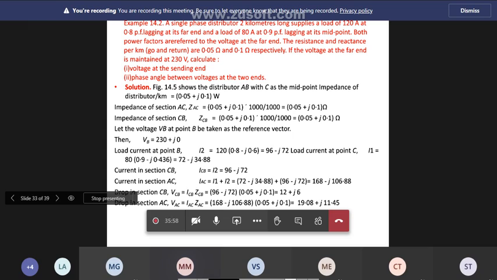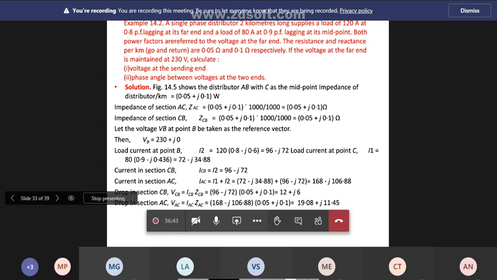If the voltage at the far end is maintained at 230 volts, they have given the receiving end voltage in this problem. Generally, in the previous problem they didn't give the receiving end voltage. That's why they didn't ask for the sending end voltage. They just asked what is the voltage drop in the distributor, that is nothing but VCB plus VAC. Now they have given the far end voltage, that is the receiving end voltage. Far end means the voltage that is far away, the voltage at the last point. They ask for the voltage at the sending end and the phase angle, both.